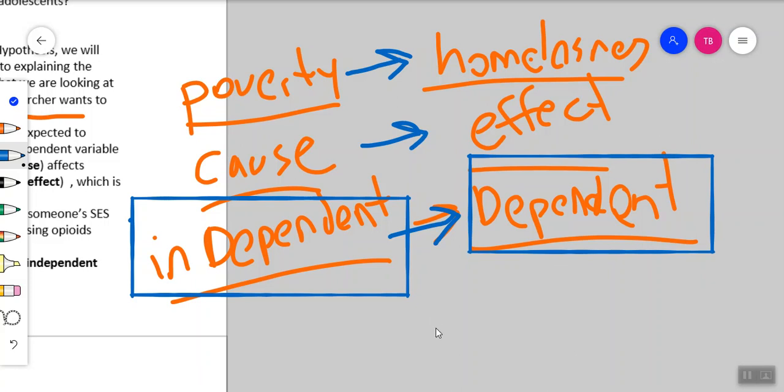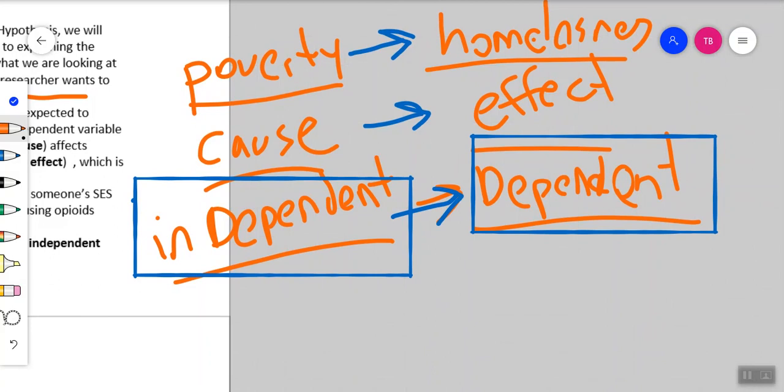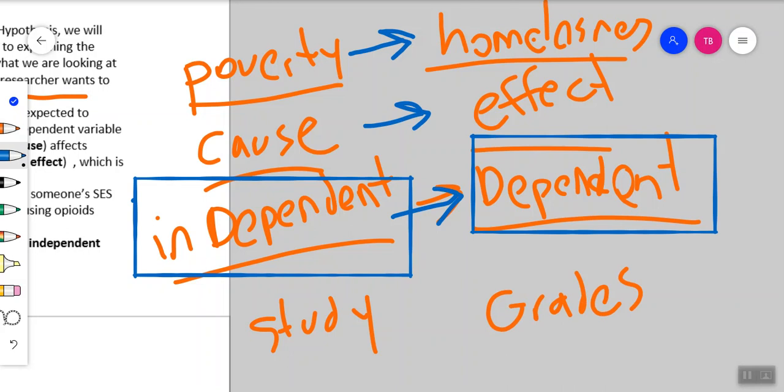So if you ever find yourself trying to figure out how to distinguish these two things, just listen to yourself speak. For instance, I think that long hours of studying will help you get good grades. In that one, you're seeing that studying causes the effect of good grades. So study is the cause, grades are the effect. Study is the independent variable, grades are the dependent variable.